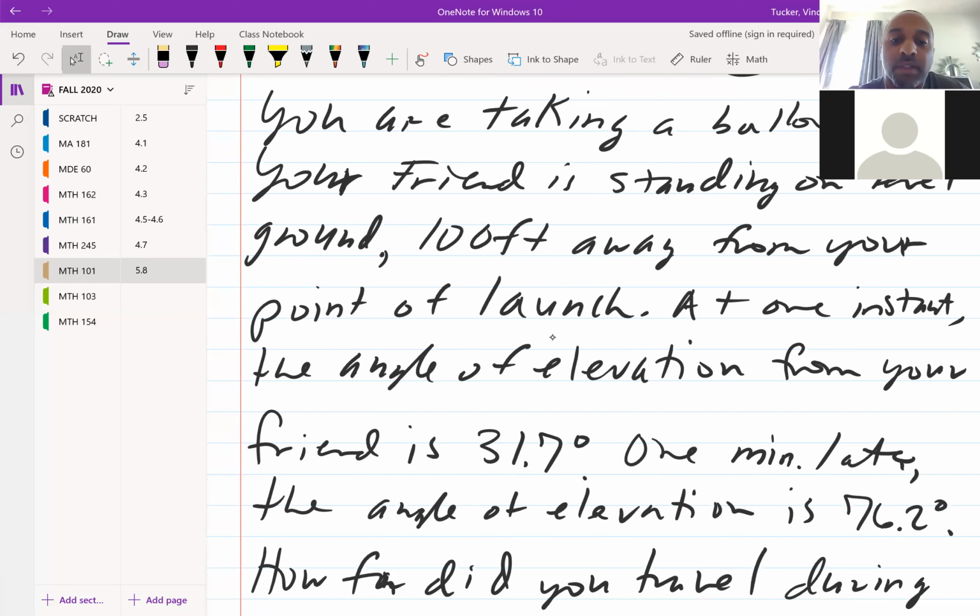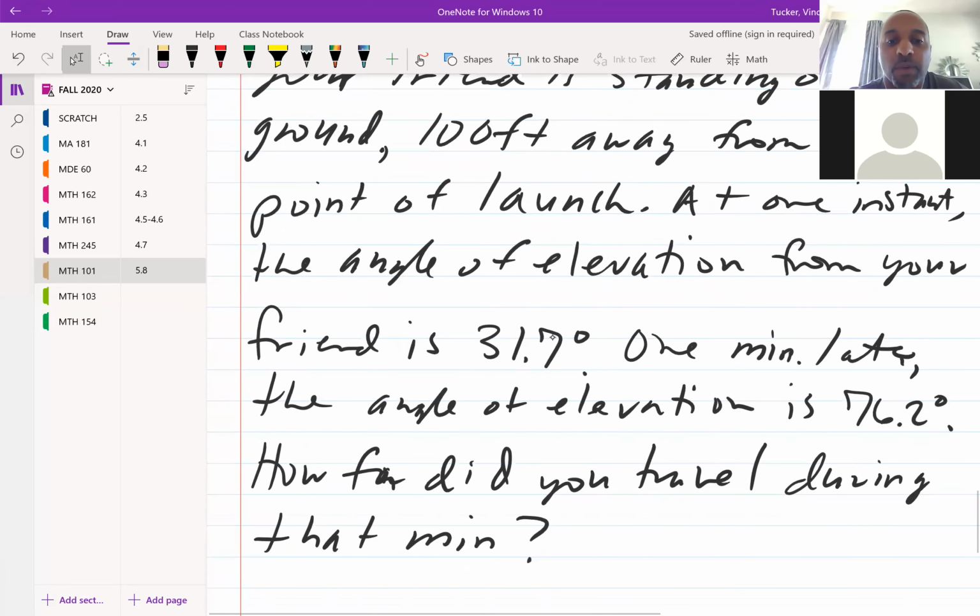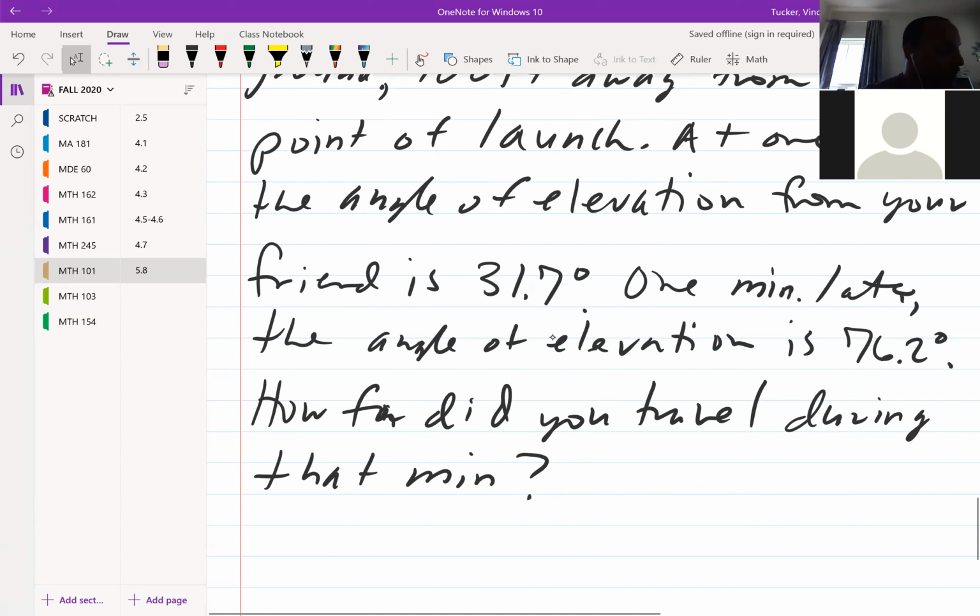At one instant, the angle of elevation from your friend is 31.7 degrees. 1 minute later, the angle of elevation is 76.2 degrees. How far did you travel during that minute? Always make sure you pay attention in MyMathLab to what they want from you in this problem. It actually mentions they want us to round to the nearest tenth. They should tell you something, either round to the nearest tenth, round to the nearest degree, that type of thing. This one mentions rounding to the nearest tenth.